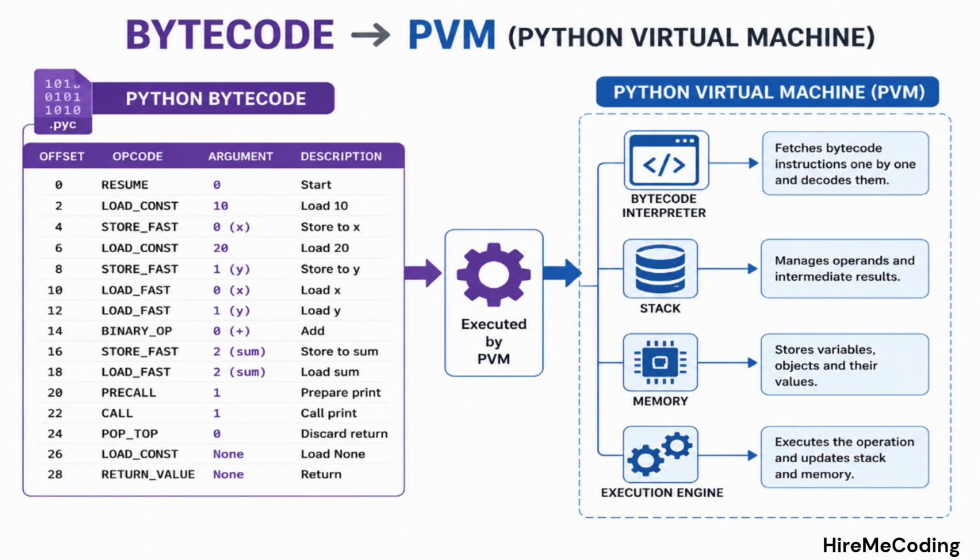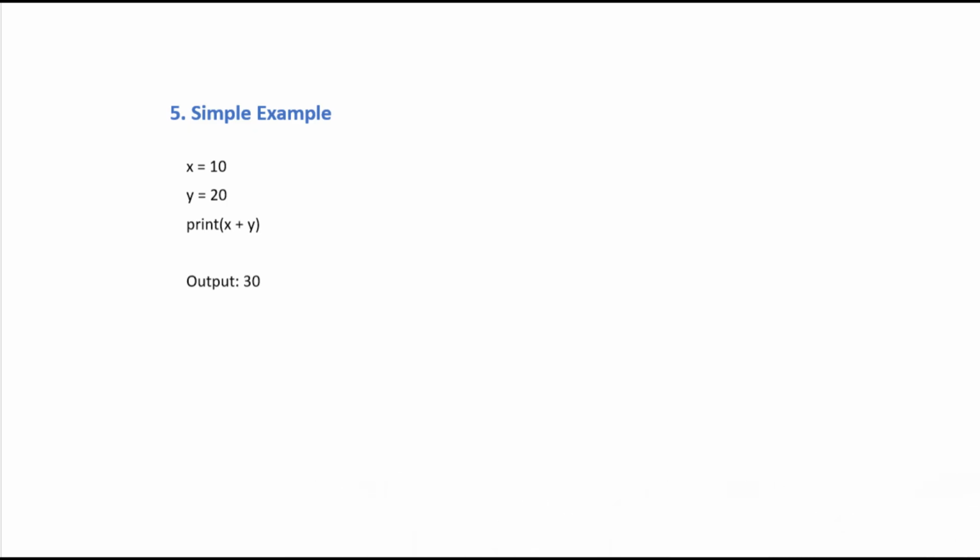So let's take a simple example. Suppose our program is x equals 10, y equals 20, and print x plus y. When we run this program, Python processes the source code and produces bytecode. The Python virtual machine then executes that bytecode, and the final output is 30.